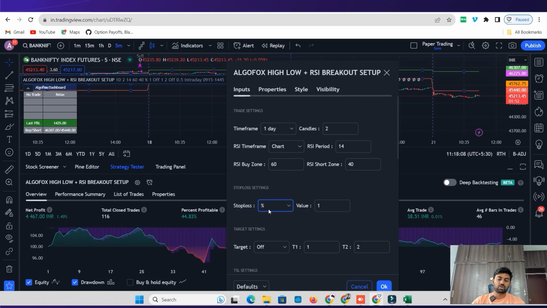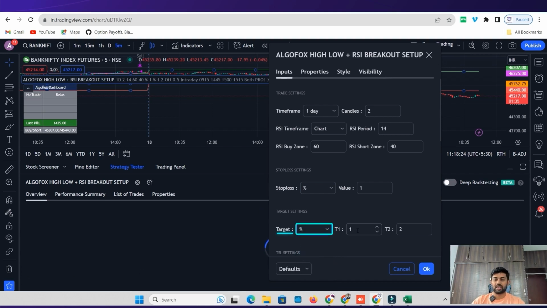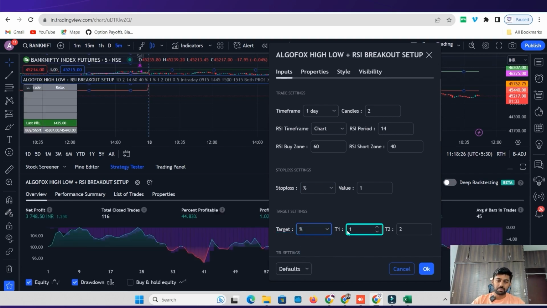I've kept stop loss in terms of percentage. I've kept 1% stop loss. The moment I keep stop loss as activated, the results are a little better, 1.49% in the last 1 year, which is not that great. Let me switch on the target as well, target 1 and target 2. Target 1 is 1%, target 2 is 2% for now.